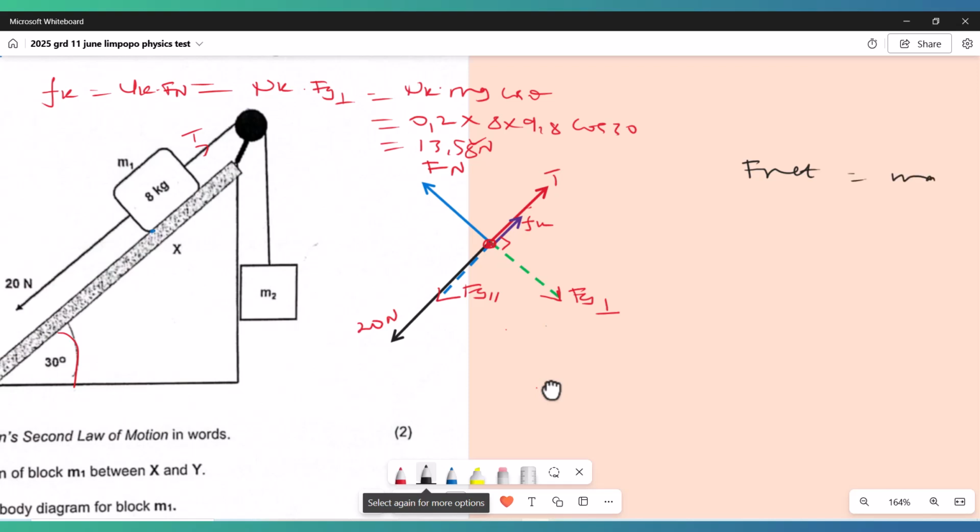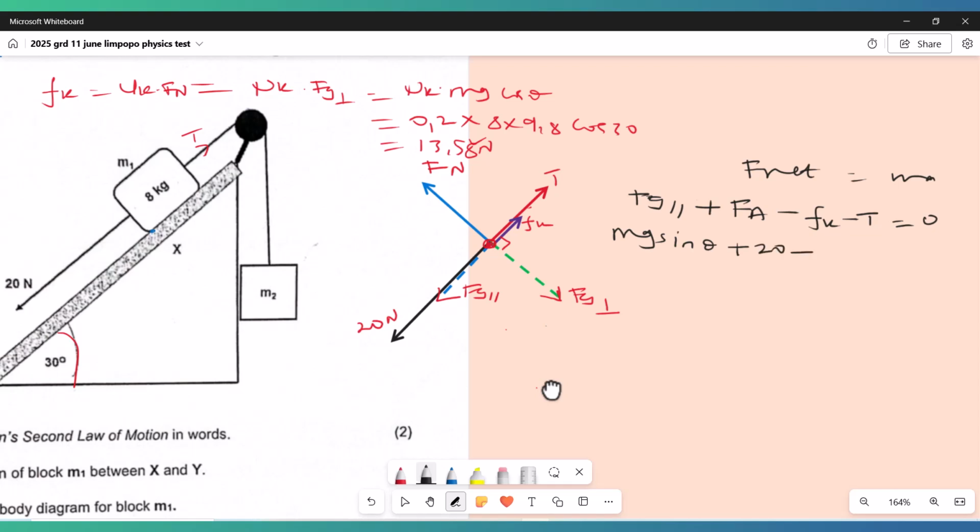Now our F net, the forces taking the body down, we have the 20 and the FG parallel. So I'm going to say FG parallel plus the applied force, which is the 20 newtons, opposed by the frictional force, opposed by the tension, equals MA. But because of what I said, the constant velocity, the acceleration is going to be equal to 0. How do you find the FG parallel? I use mg sine theta, which is going to be sine 30. Then plus the 20, they give it to us.